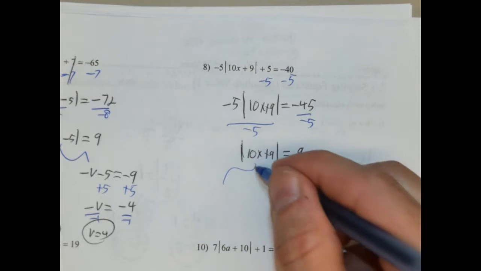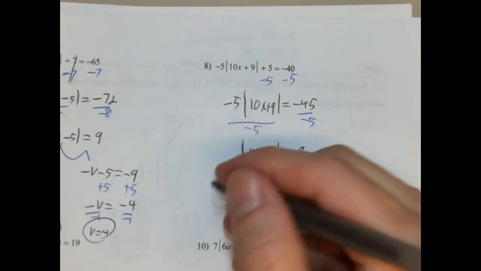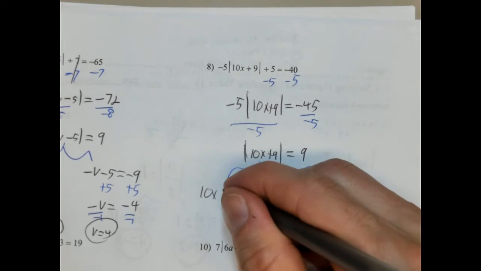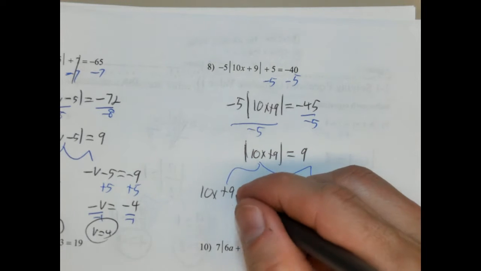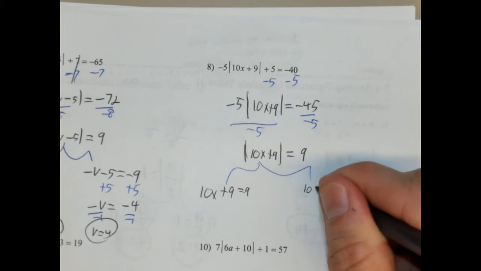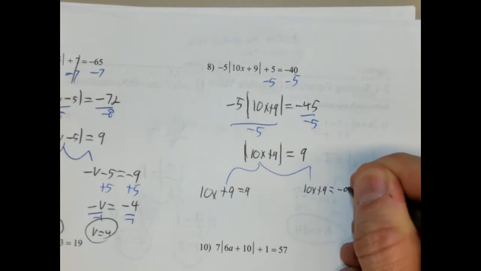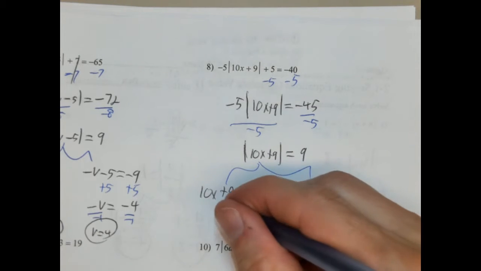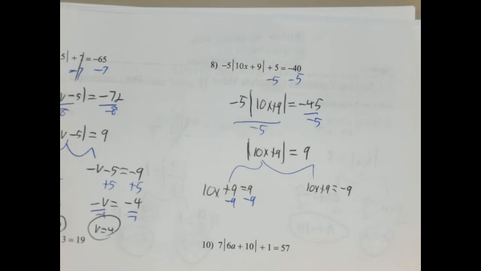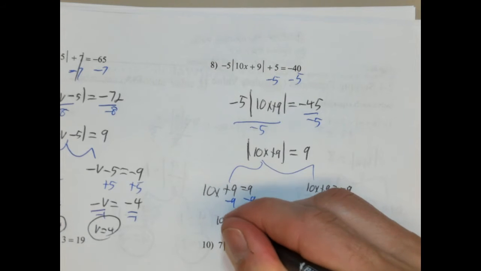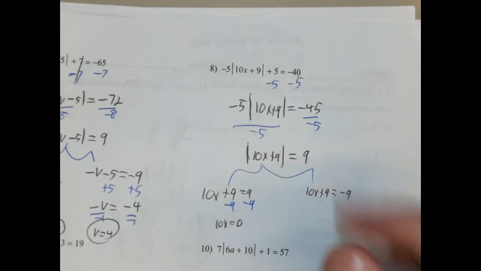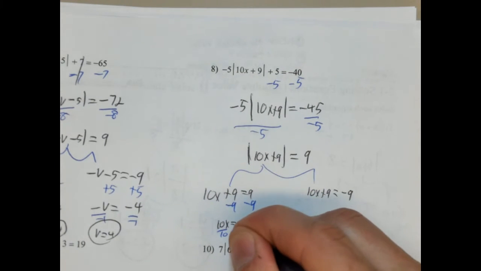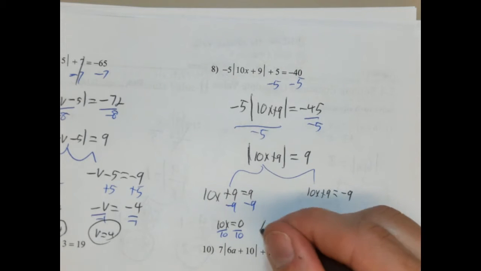So let's split this and rewrite it. We're going to have 10x plus 9 is equal to 9. And 10x plus 9 is equal to negative 9. So subtract 9 from both sides. We have 10x equals 0. Divide both sides by 10. And x will be equal to 0.